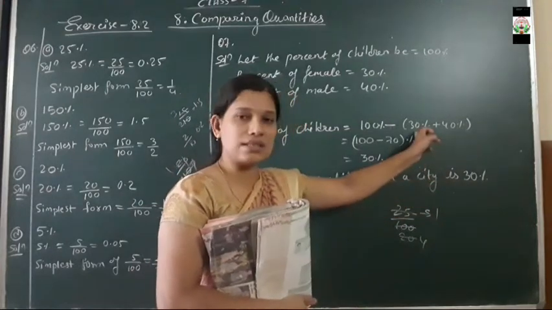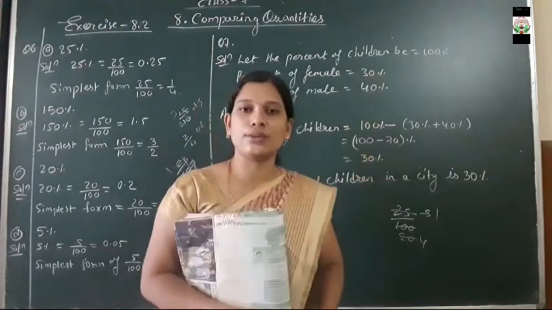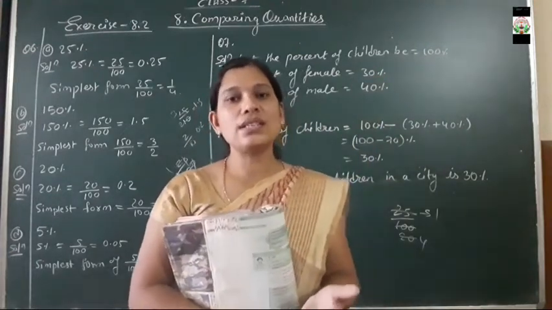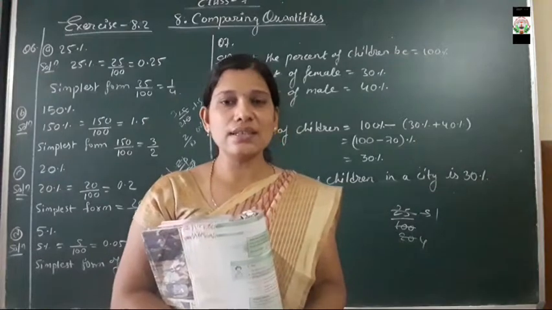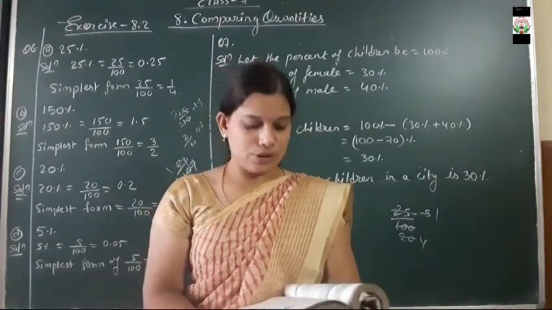Now 30% plus 30% is 60, 60 plus 40 is 100%. That means our consideration is correct. Okay. And if you don't want to consider the 100%, you can directly consider x. Clear? Now moving towards the 8th question.